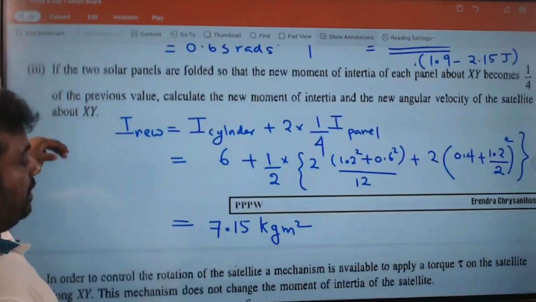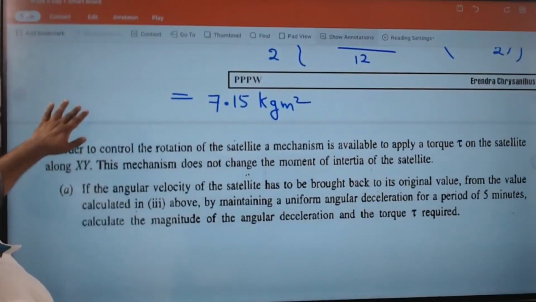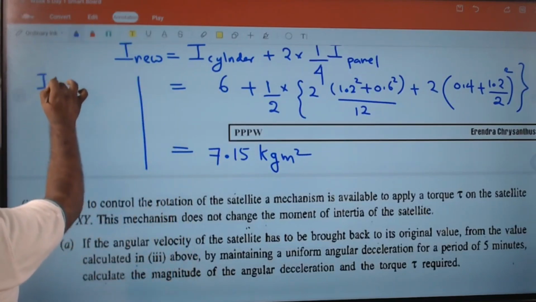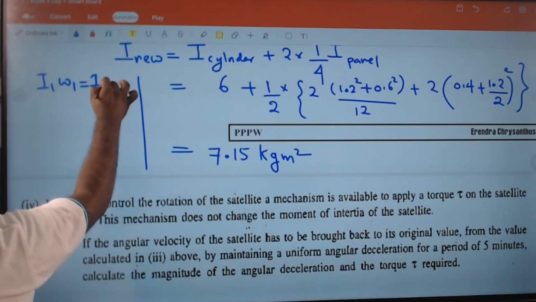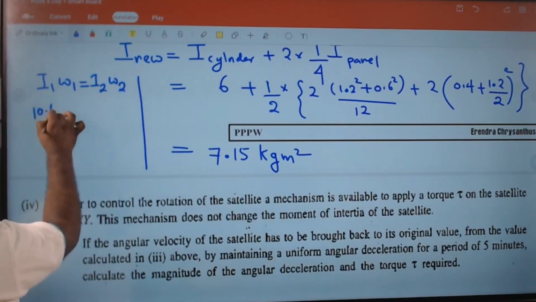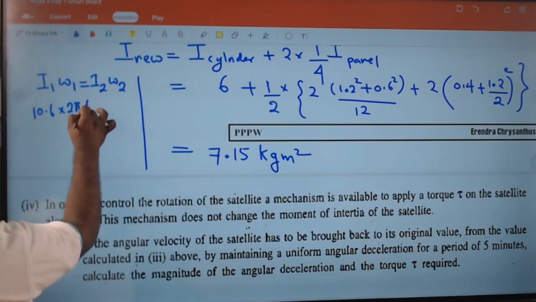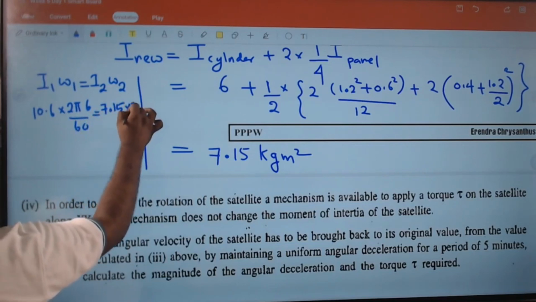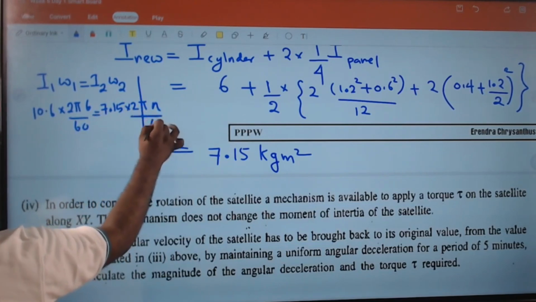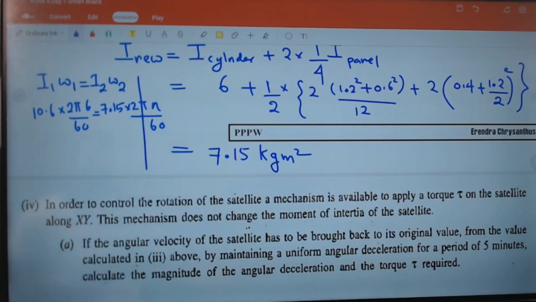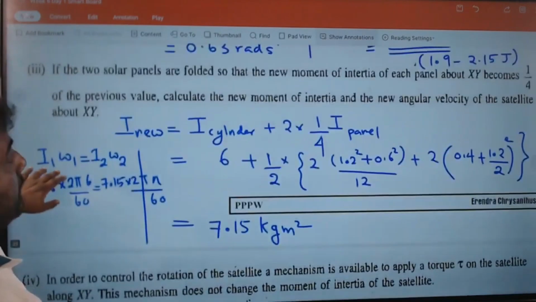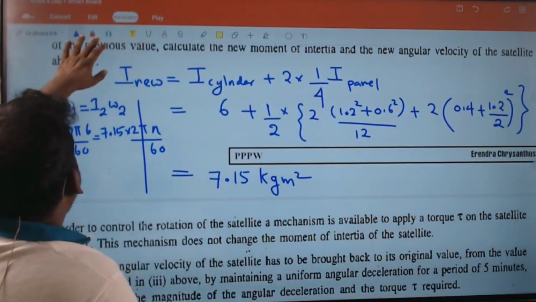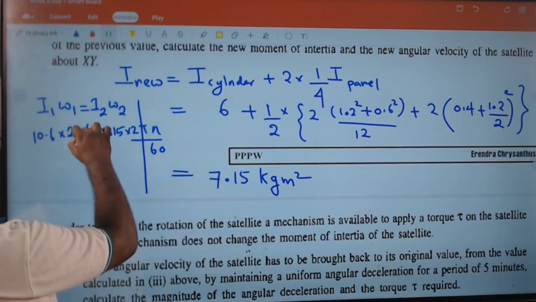What about the new angular velocity? Using I1 omega 1 equals I2 omega 2: 10.6 times 2 pi 6 over 60, and 7.15 times 2 pi n over 60. They want the angular velocity, so substitute here in terms of omega.